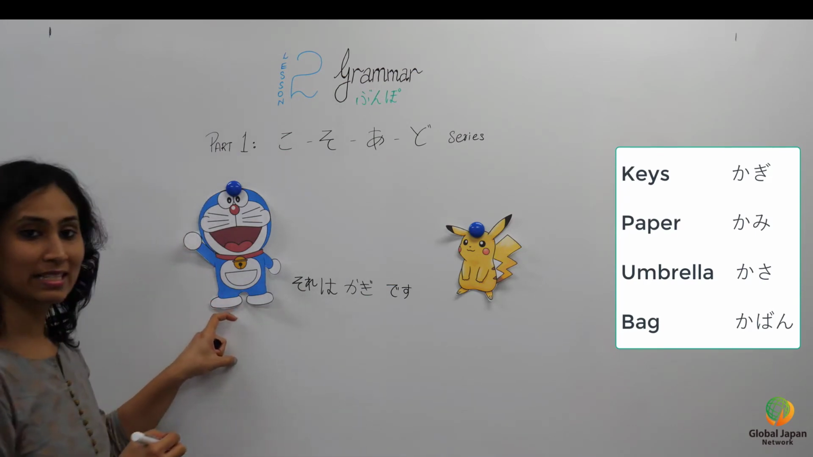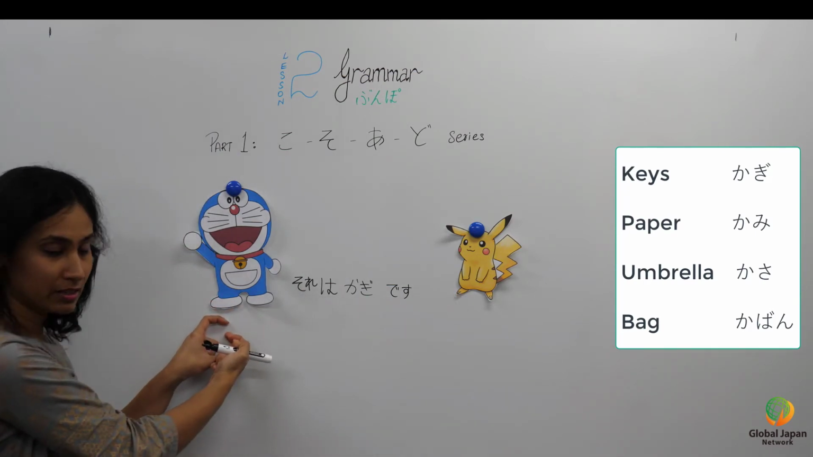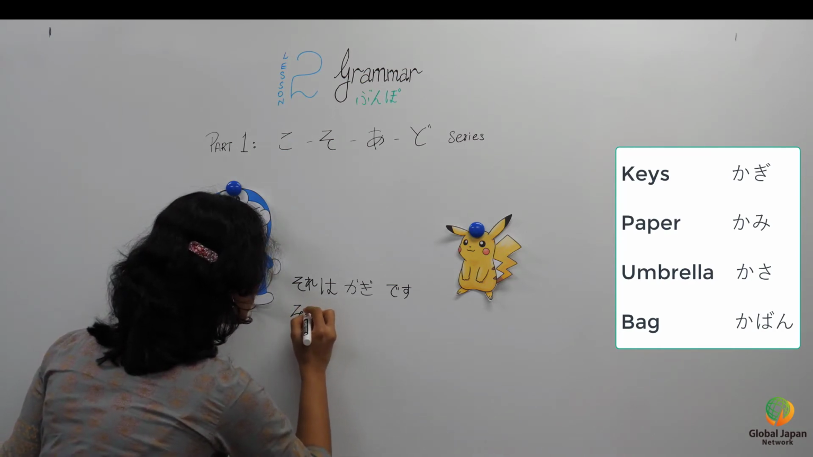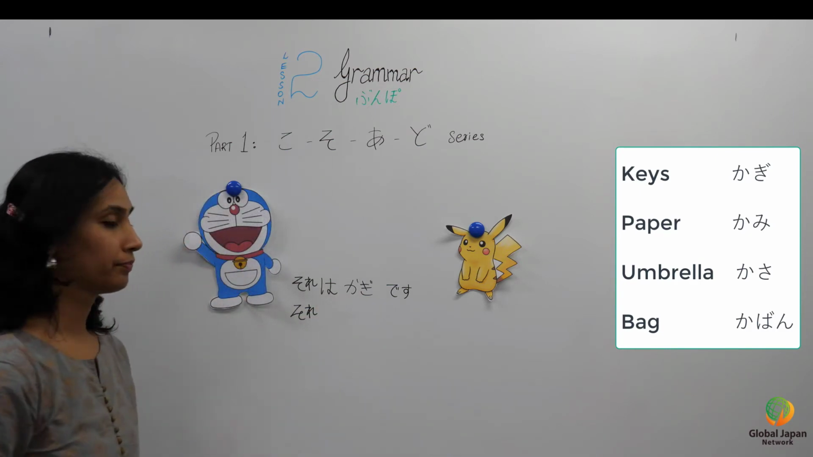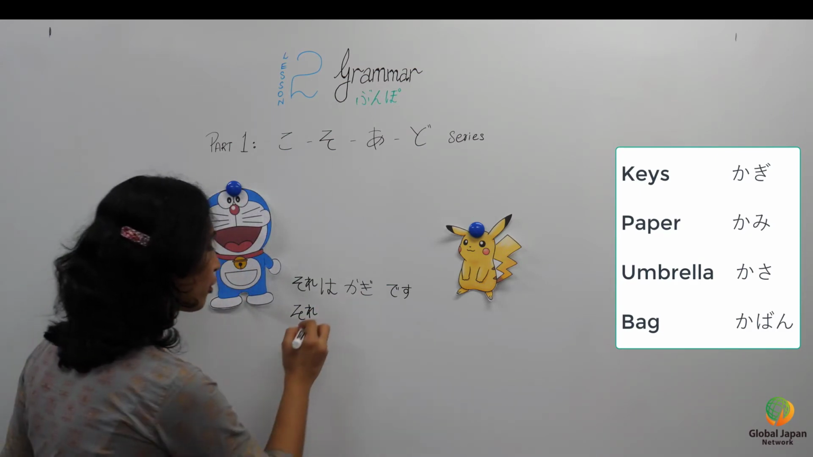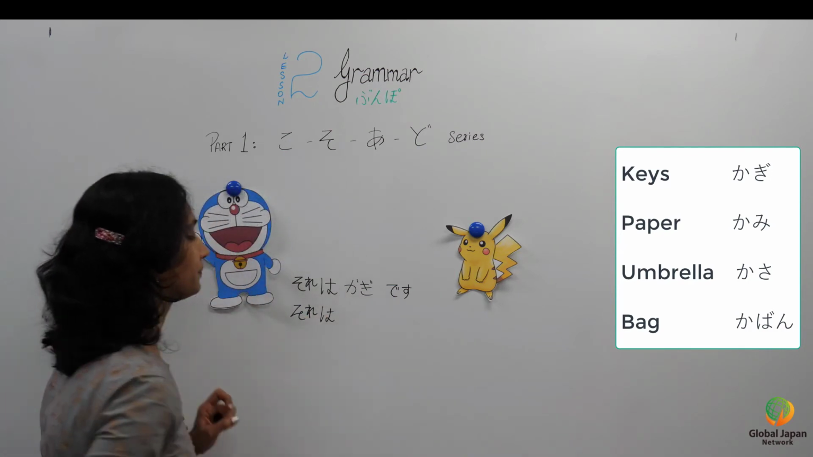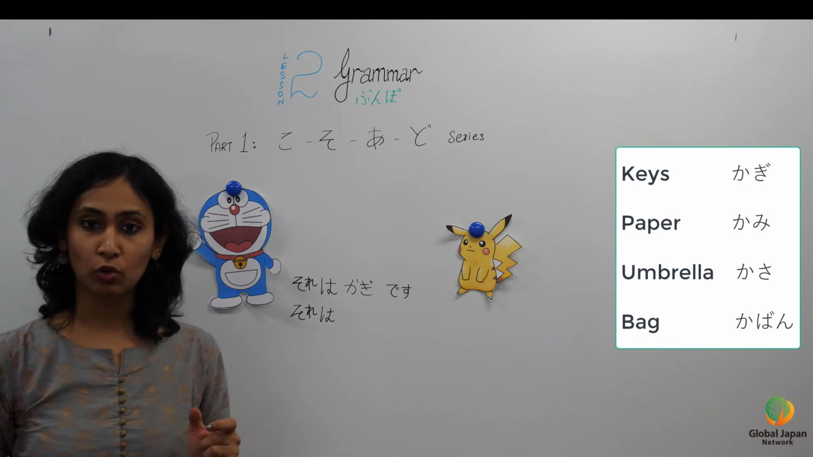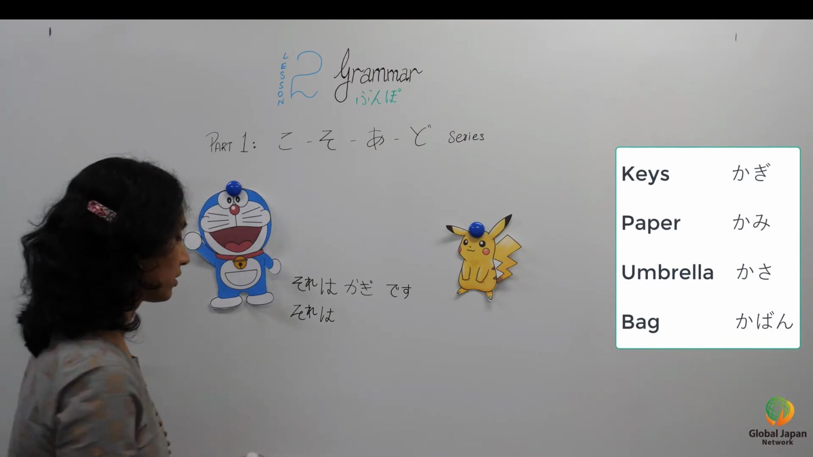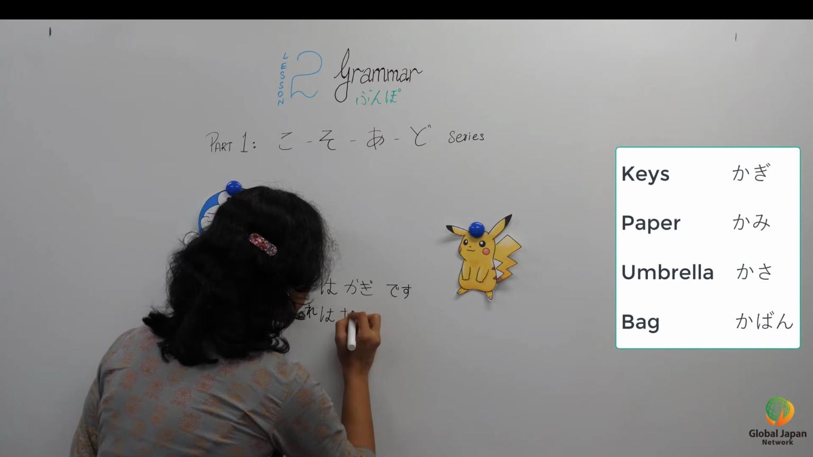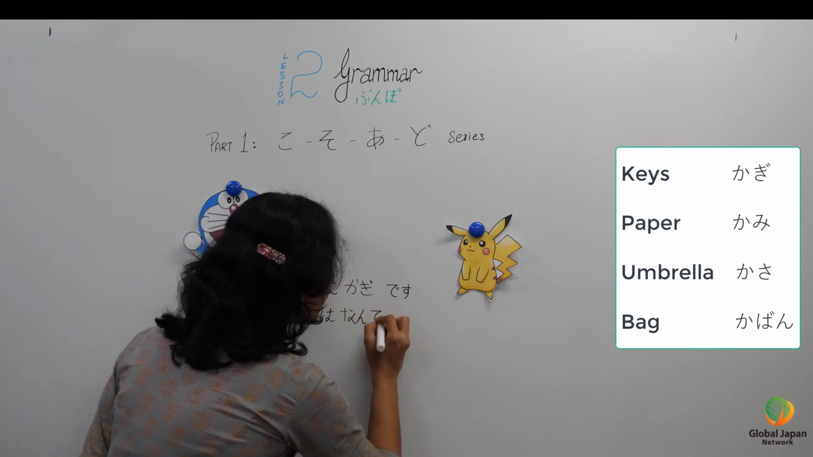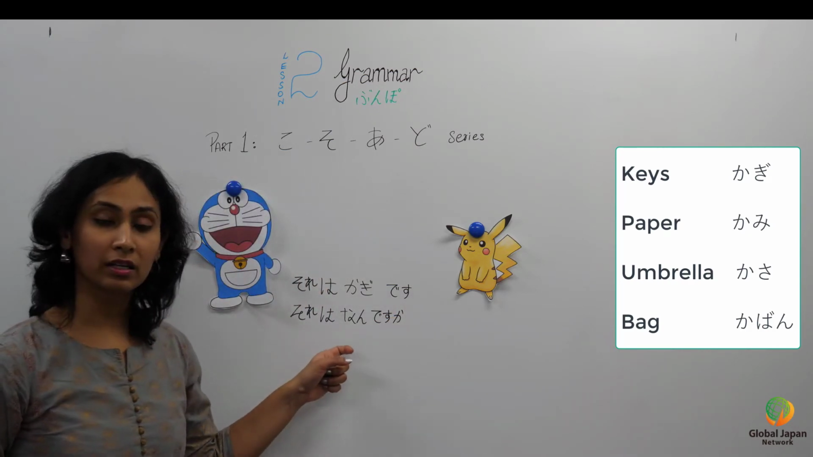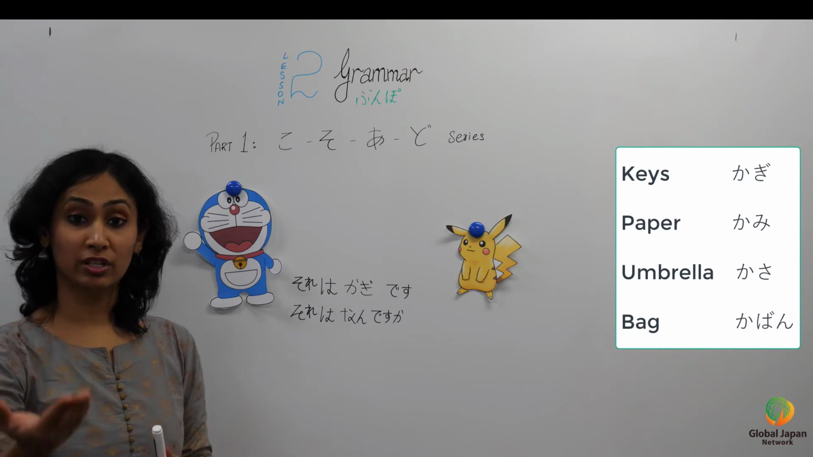Time for me to give you the answer now. The object was placed here, which is near the listener. Hence, the demonstrative that would be used here is sore. And sore will be followed by the particle wa. Sore wa. And you're framing out the question. What is the interrogative word that you will use? Nan. Because you're asking what? Kore wa. Sorry. Sore wa. Nan desu ka? Sore wa. Nan desu ka? That's the question that you ask.